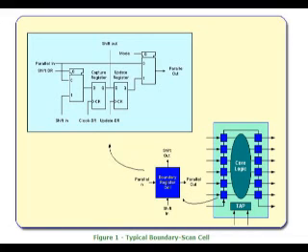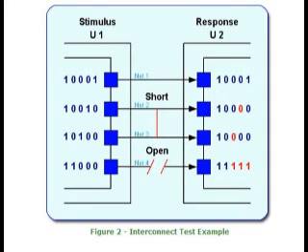The principles of interconnect test using boundary scan are illustrated in Figure 2. Figure 2 depicts two boundary scan compliant devices, U1 and U2, which are connected with 4 nets.